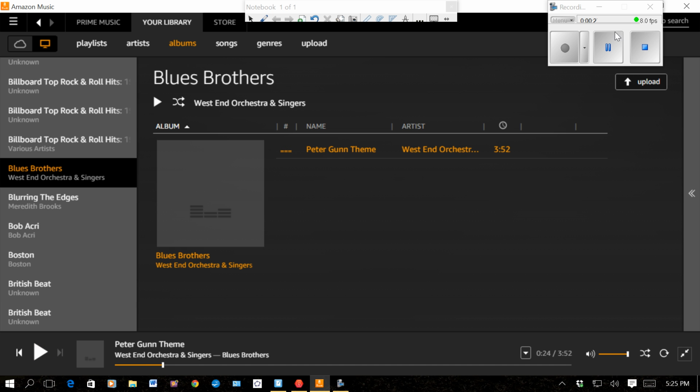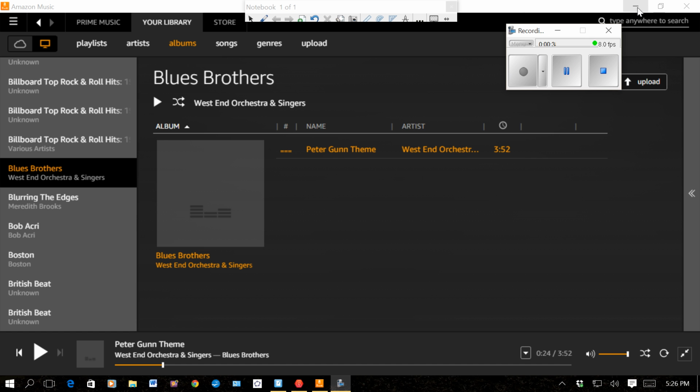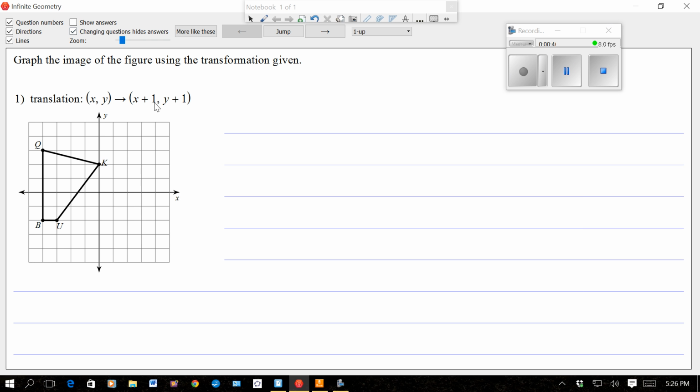Alright, so guys, we're going to do transformations, and we'll do translations again, but this time we're going to use a different type of notation.